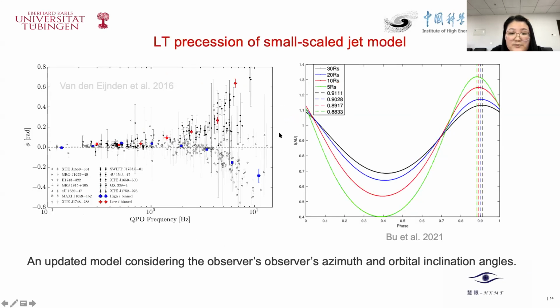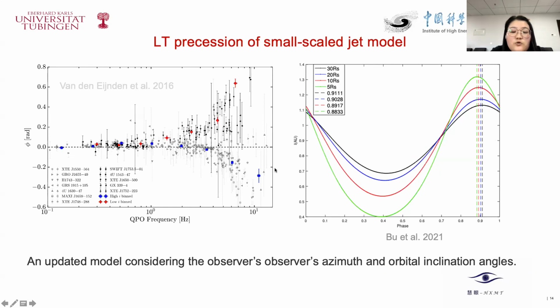But although this model can well explain the RMS correlations and time lag correlation, it has a small problem in explaining the time lag dependence on orbital inclination. For example, from Jacob's work in 2016, they show that the phase lag of black hole sources has a very strong dependence on the inclination angle. Low inclination systems have a little bit higher phase lag than higher inclination systems.